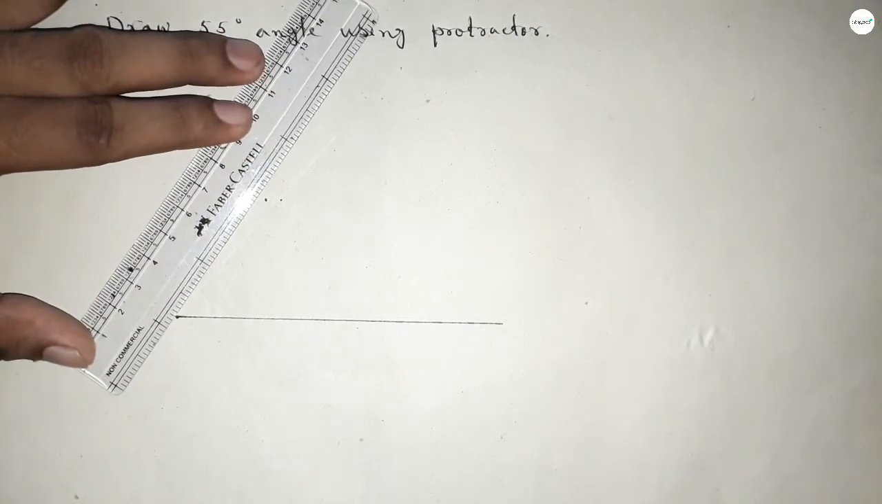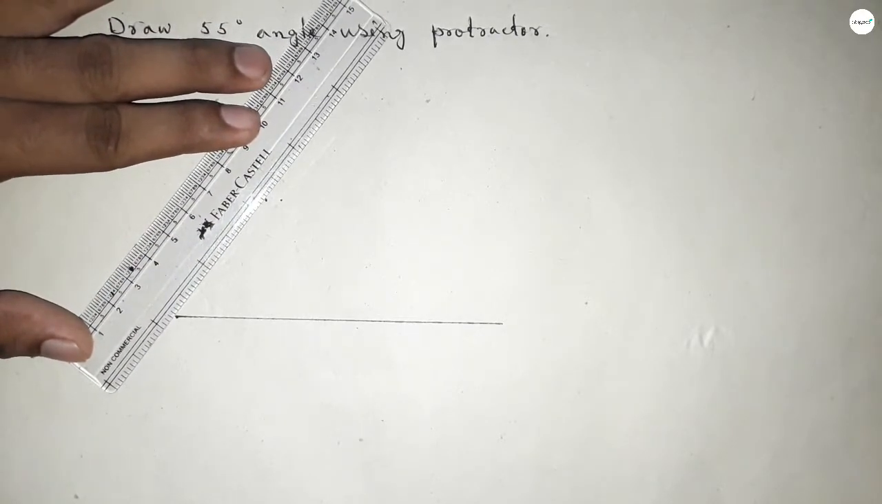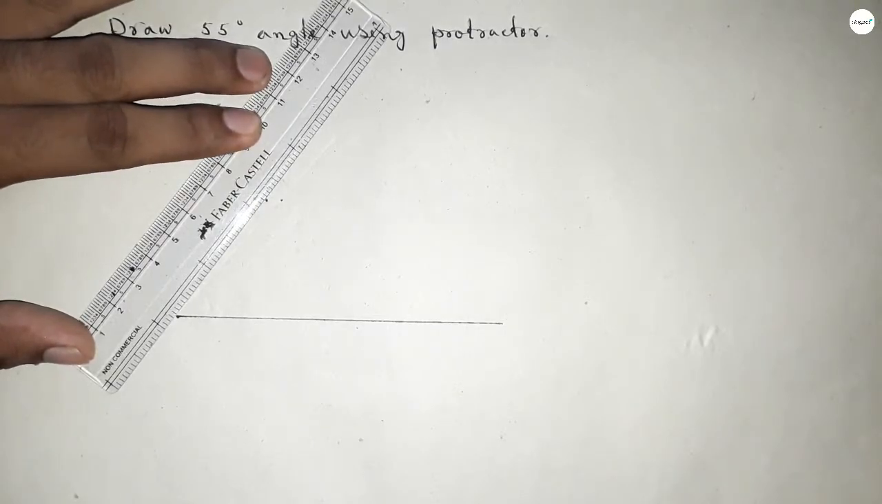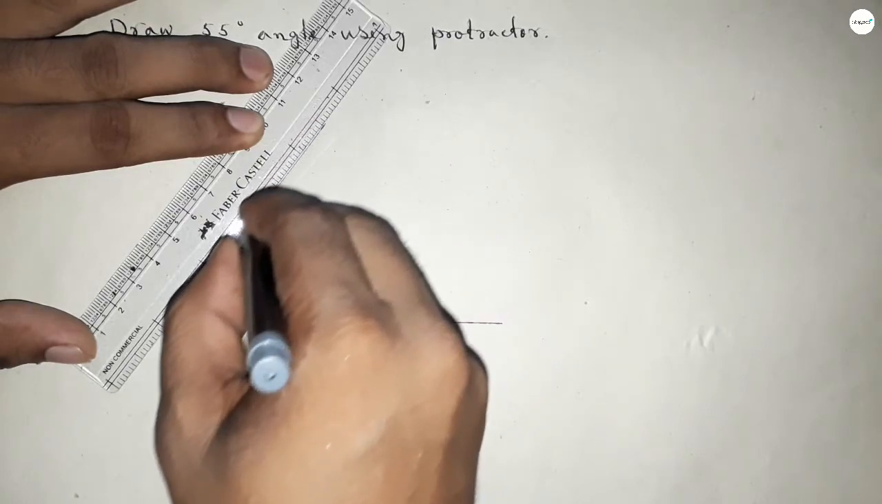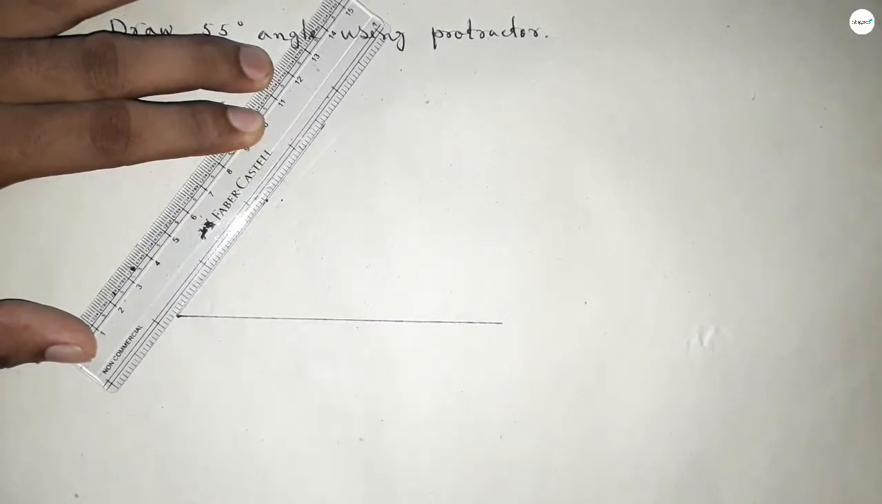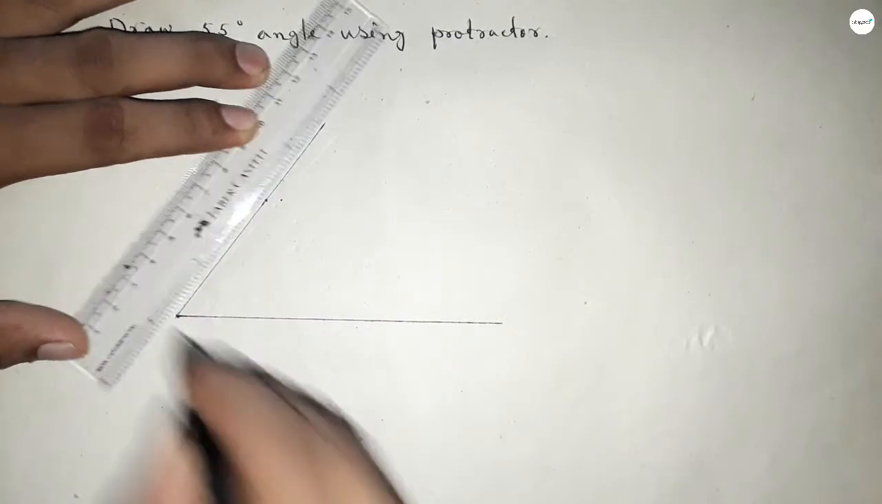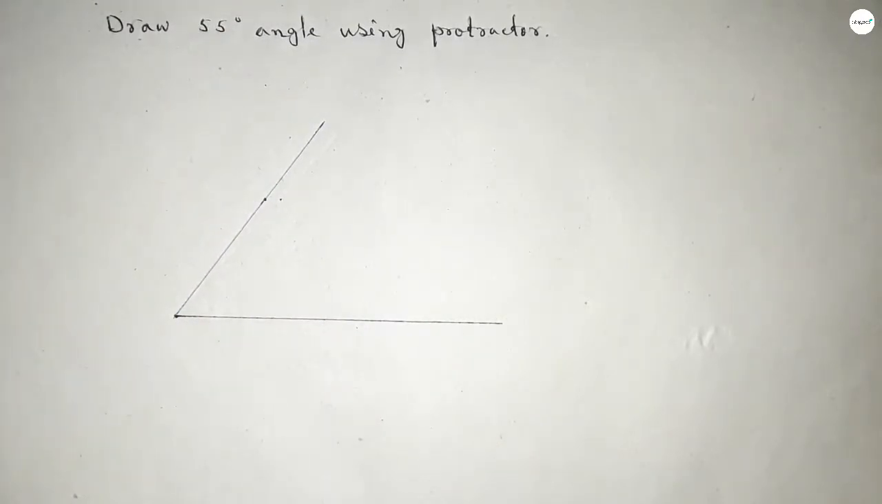Now joining this one to get a 55-degree angle. So joining this, okay, so this is a 55-degree angle.